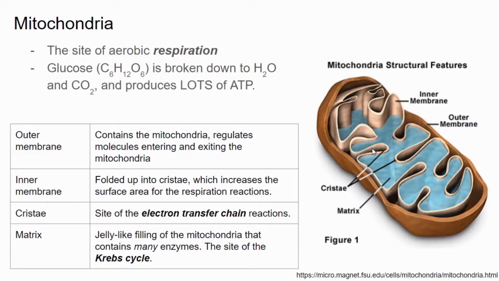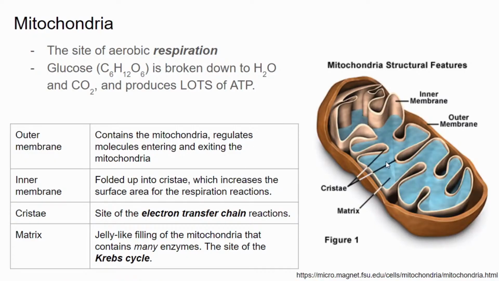So we have our outer membrane. This contains the mitochondria and regulates the flow of molecules entering and exiting the mitochondria. So everything that flows in or out of the mitochondria has to go through that outer membrane first. Within the mitochondria, we also have this inner membrane here, and it is folded up into these wrinkles or folds known as cristae. The whole purpose of this is that it increases the surface area for the respiration reactions to occur on. So many of our respiration reactions occur on this folded inner membrane. The cristae is the site of our electron transfer chain reactions. So they're very, very important.